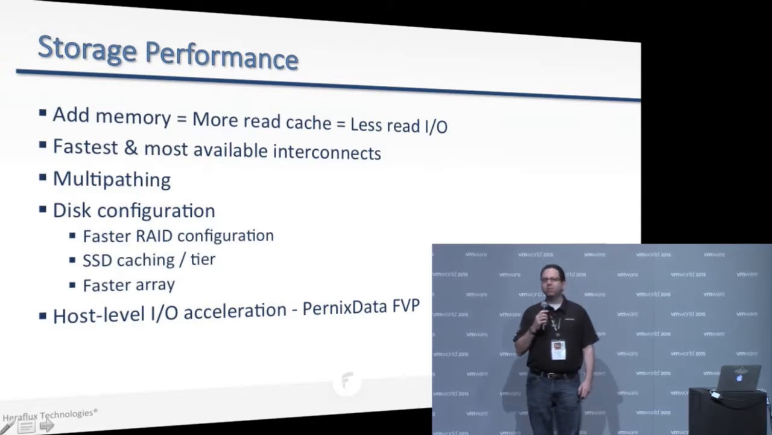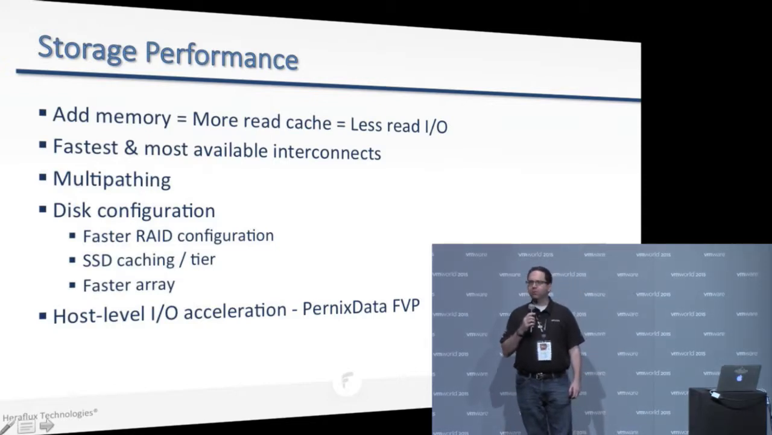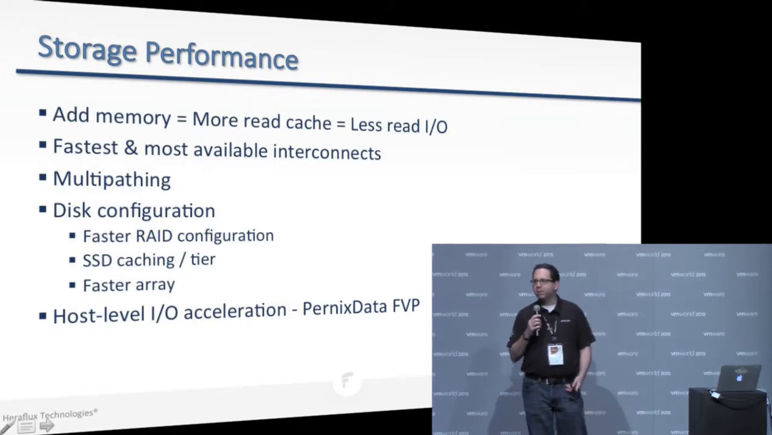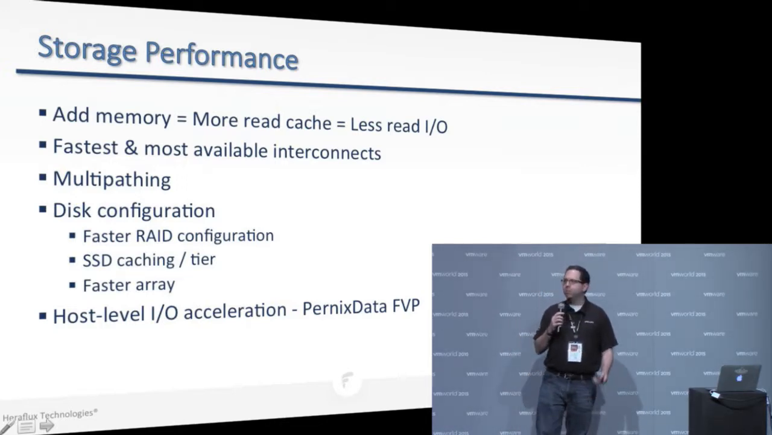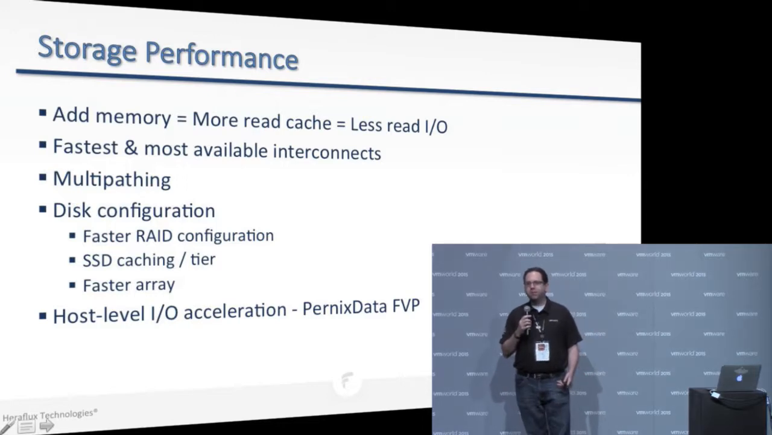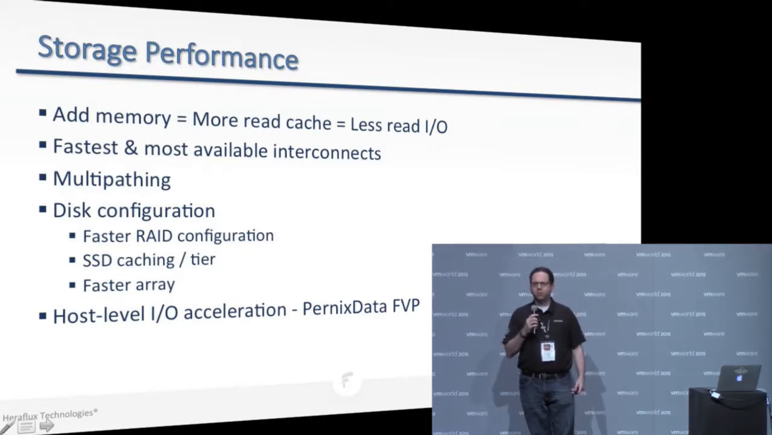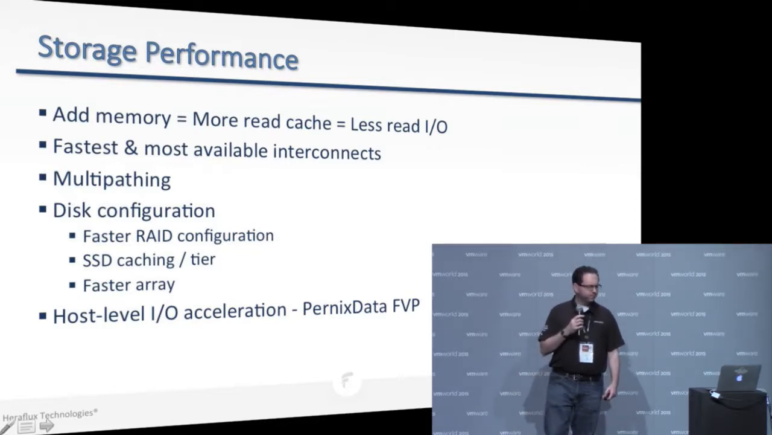I've even started using some host-level I/O acceleration, namely PernixData FVP. I normally don't name products in presentations like this, but it really does work well. Most OLTP databases are 80% read, 20% write. If you buffer half of the reads, it's huge. It makes a tremendous performance improvement on a database server.